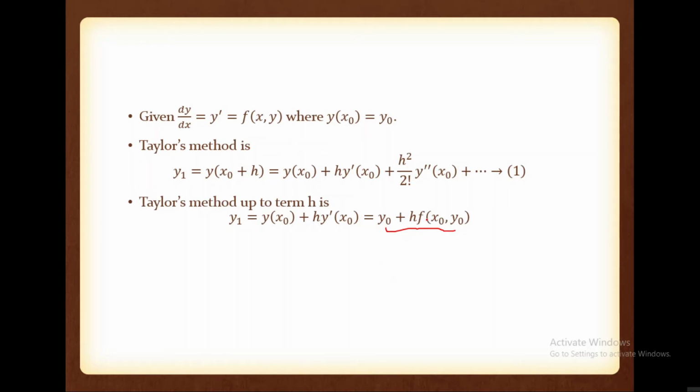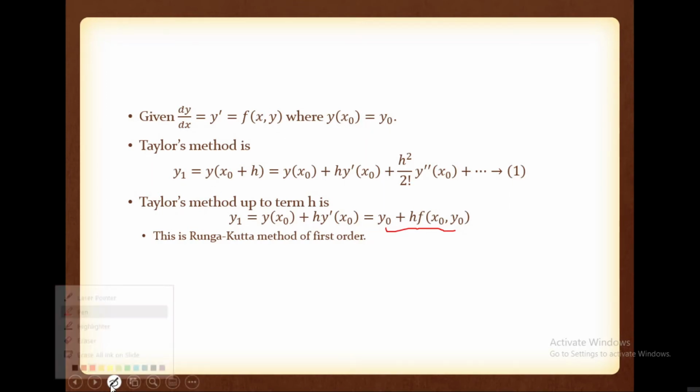So here the derivation is different. This one is actually derived by Runge-Kutta. This is Euler's method, but here the derivation is different, and this one is derived by Runge-Kutta. So this is actually the Runge-Kutta first order method. Y1 is equal to y0 plus h into f of x0 comma y0 is the Runge-Kutta method of first order. Please note this is also Euler's method.